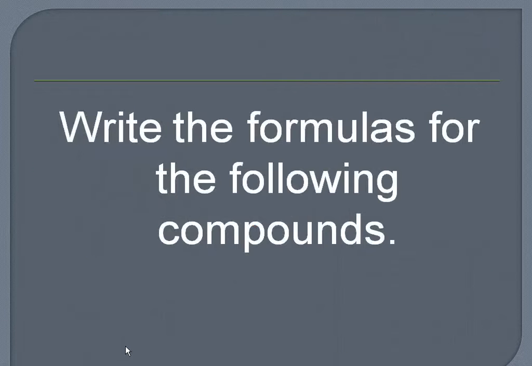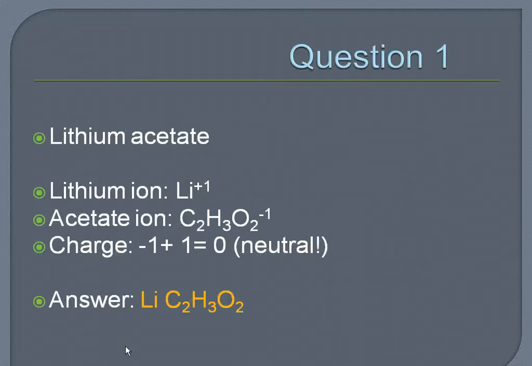Now, we're going to write formulas for the following compounds. Question 1. Lithium acetate. A lithium ion is Li with a +1 charge. An acetate ion is C2H3O2 with a -1 charge. Let's see if we can balance the charges. Well, we have negative 1 and positive 1, which is 0, which is neutral. So the answer would just be LiC2H3O2 being neutral.